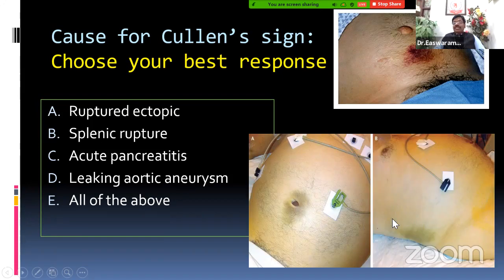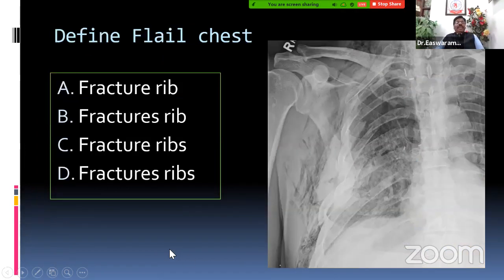So this is the Cullen sign, and this is a Grey Turner sign. Ecchymosis in the umbilicus, Cullen sign. On the sides, on the flanks, is a Grey Turner sign.